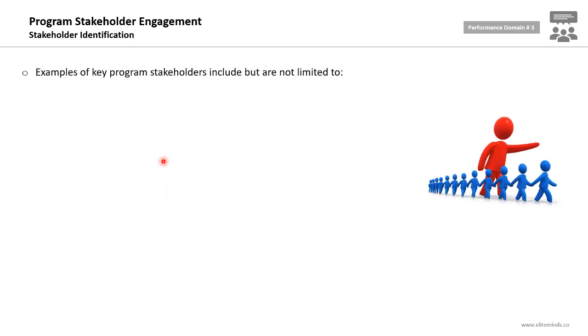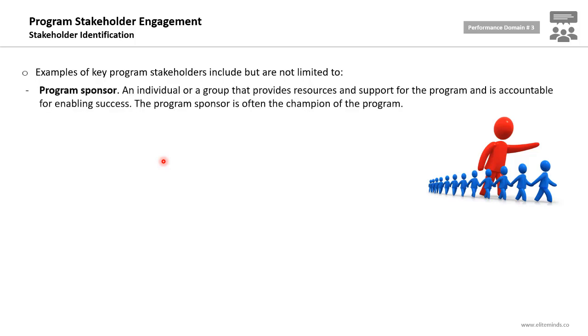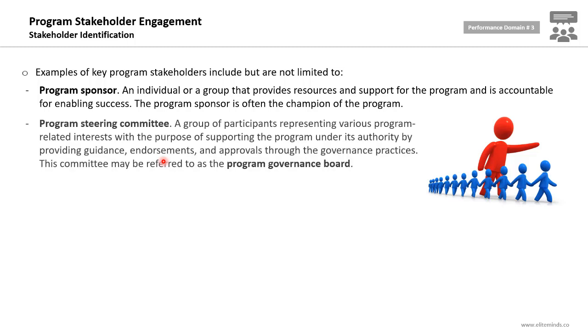Now here are examples of key program stakeholders. However, the list can be much more, but this only represents an example of the key program stakeholders. Starting with the program sponsor, an individual or a group that provides resources and support for the program and is accountable for enabling the program success. Usually the program sponsor is the champion of the program and he or she is a key stakeholder for the program. We talked about this role earlier in this course.